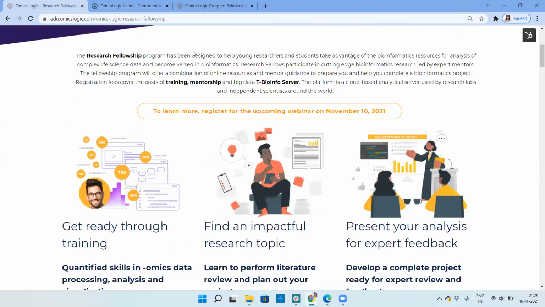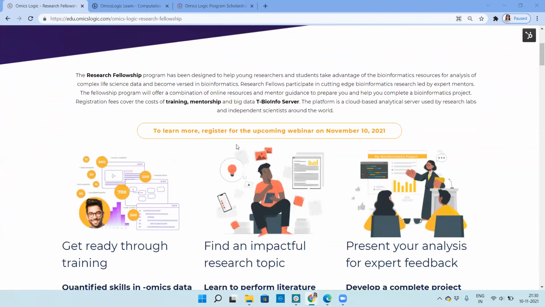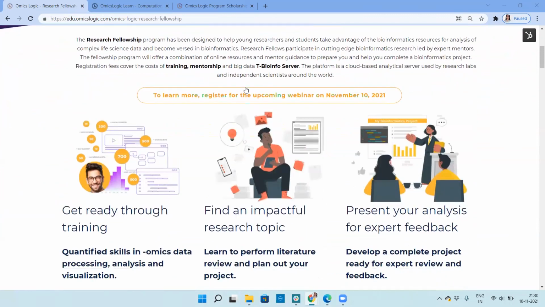So now I'll be taking you through the registration process, and also many of you asked about the scholarships. So let's now discuss how you proceed further to enroll yourself for this very exciting research fellowship program and get started with your research project. Once you visit this research fellowship program page, you are going to get all the details that you are supposed to know for the program.